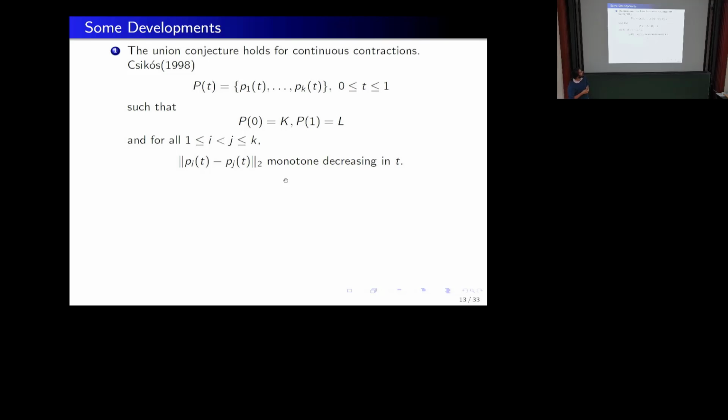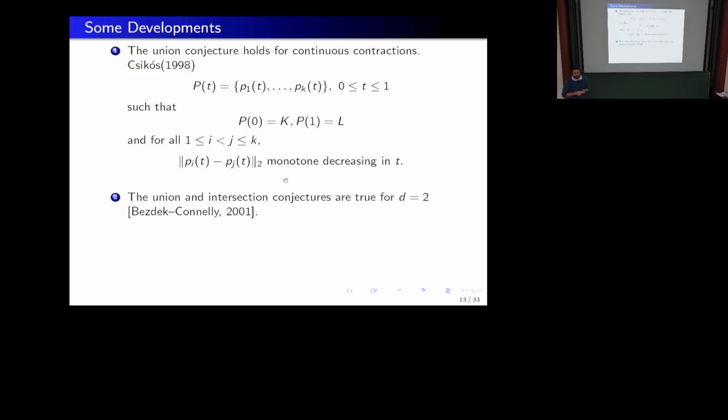So this is Chicos for continuous contractions. Soon afterwards, it was proved in the plane by Bezdek and Connelly. So Bezdek and Connelly used formulas of Chicos, and they used one trick which will be useful to us as well later, to realize contractions in Rn as continuous contractions sitting inside R2n.